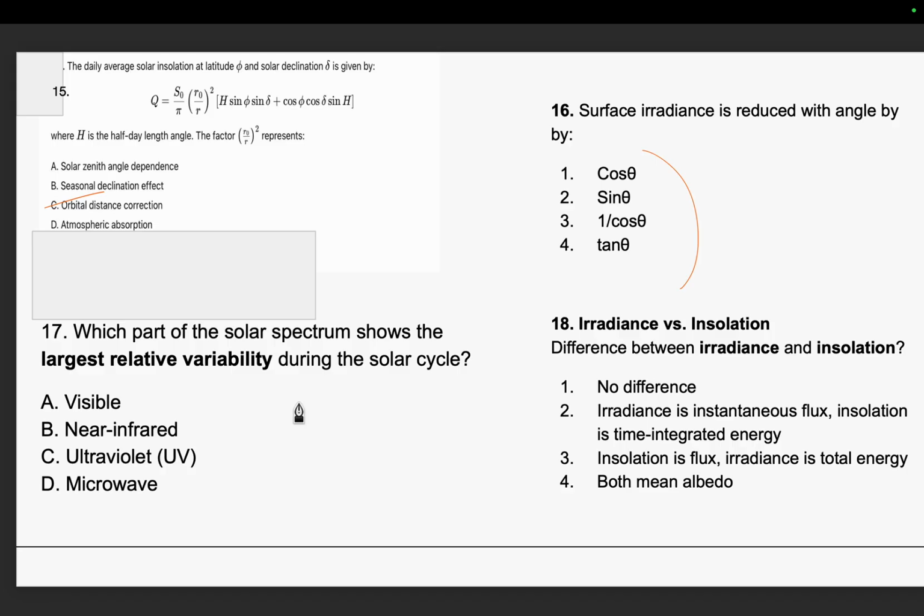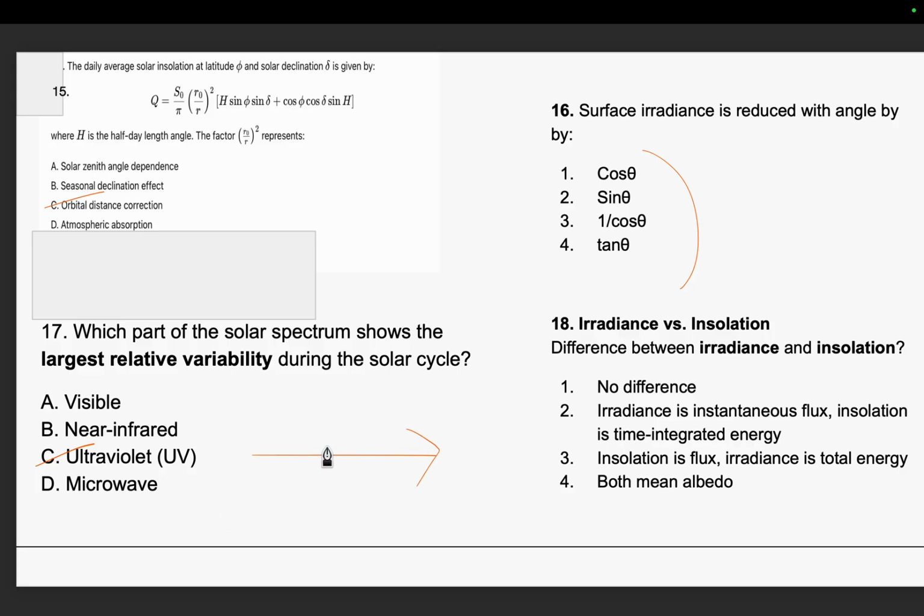Which part of the solar spectrum shows the largest relative variability during the solar cycle? Visible, near infrared, ultraviolet and microwave. Is it UV then? Yes, this is UV. Question 17 is UV.